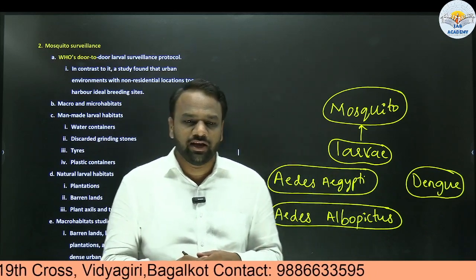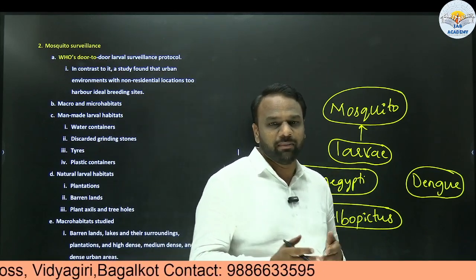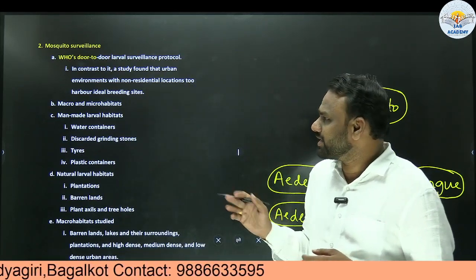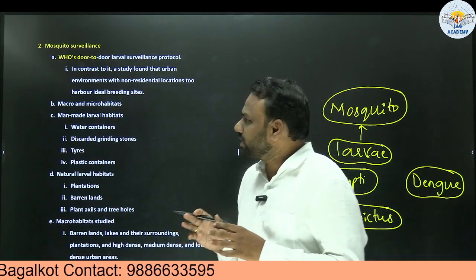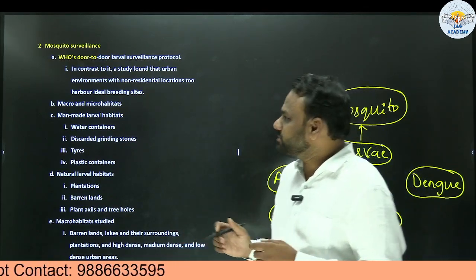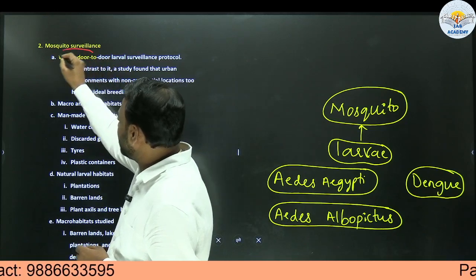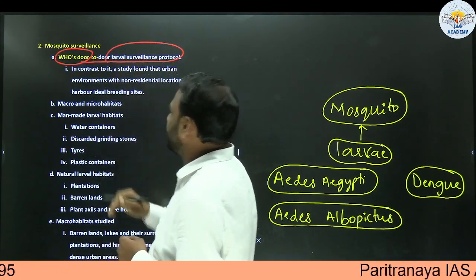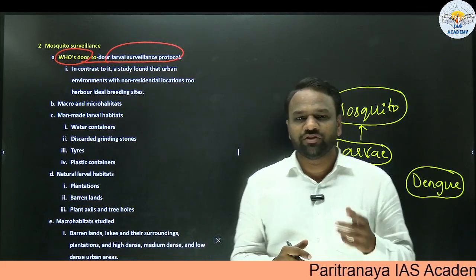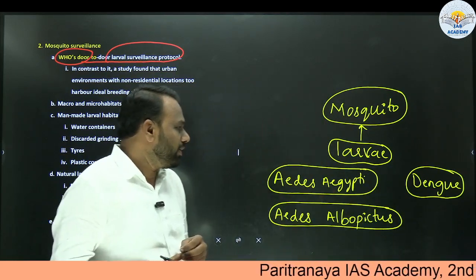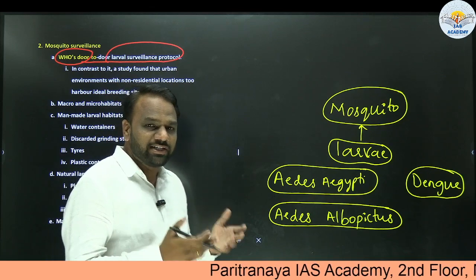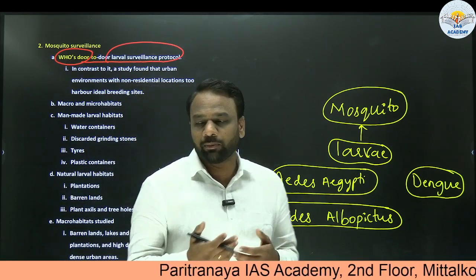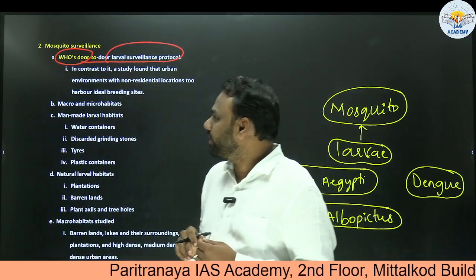So we know mosquitoes are responsible for spreading diseases like malaria, dengue and all. In this context, mosquito surveillance has to be done. As per the World Health Organization's guidelines, door-to-door larval surveillance has to be done. Means we have to visit door-to-door and check whether we have sites which help in larval production and all. So that has to be done.